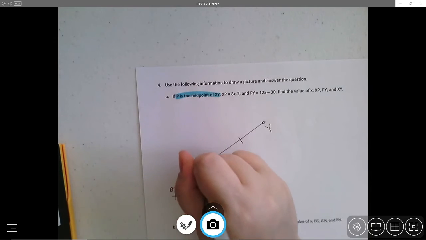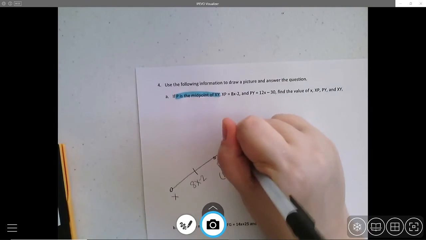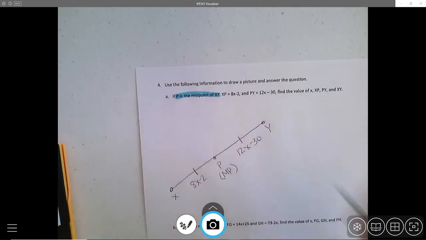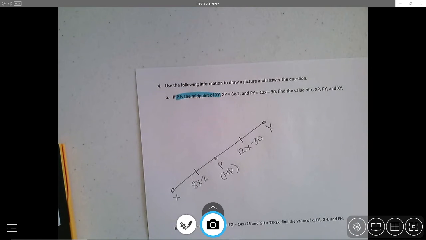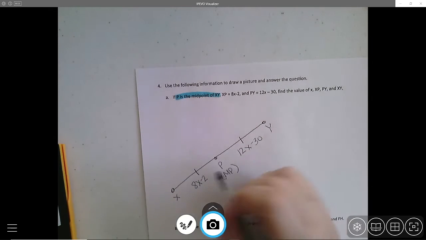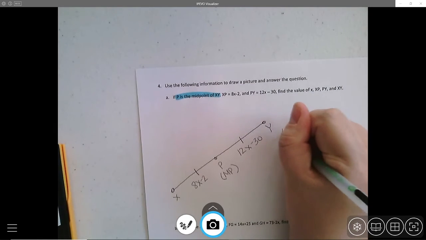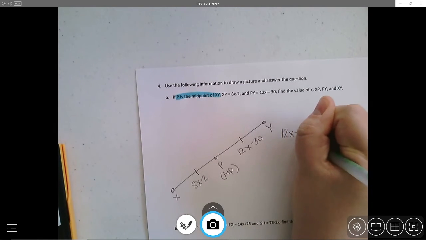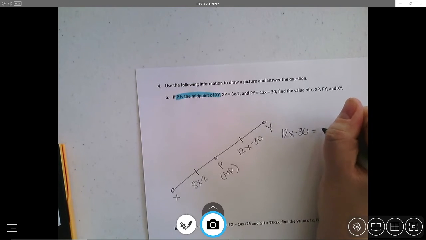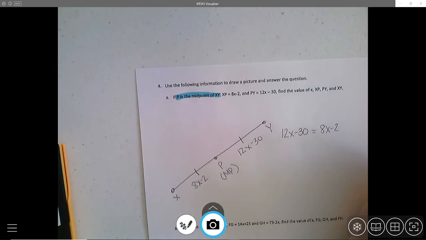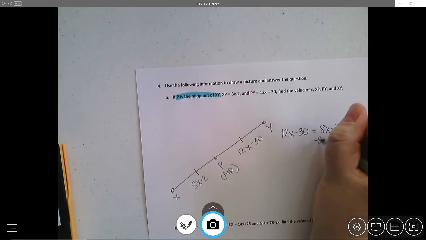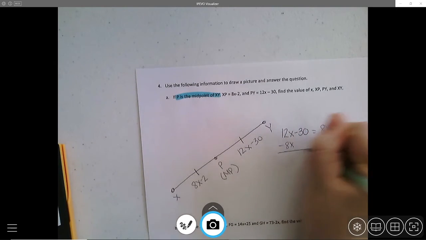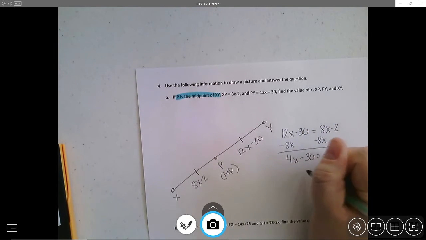XP is 8x minus 2. PY is 12x minus 30. They want me to find the value of x, XP, PY, and XY. So, starting with solving for x, if these two pieces are equal or have the same tick mark, we set them equal to each other. So, 12x minus 30 equals 8x minus 2. I'm going to subtract 8x on both sides. I get 4x minus 30 equals negative 2.